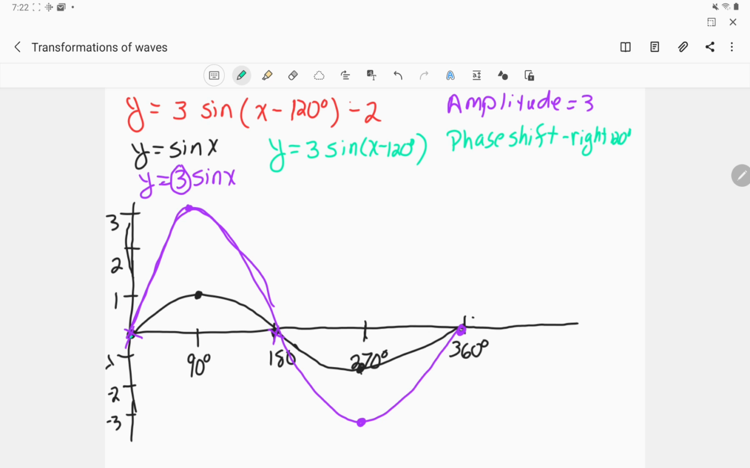So you're going to take this point and you're going to go over to 120. You're going to take this point, which is at 90, and you're going to go over 120, which is going to bring you to 210.